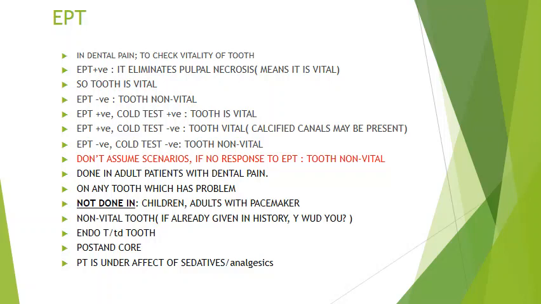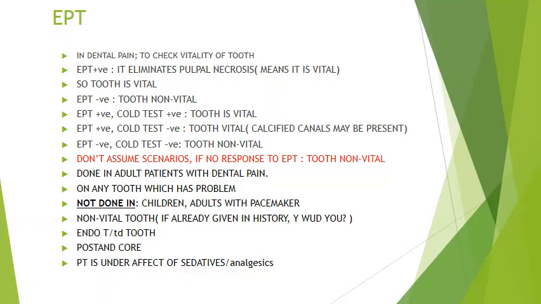If EPT is positive, that means there is vitality. It eliminates pulpal necrosis. That means the pulp is vital. It means the tooth is vital. So this is the important part of this test. It is a vitality test. If EPT is negative, the tooth is non-vital.